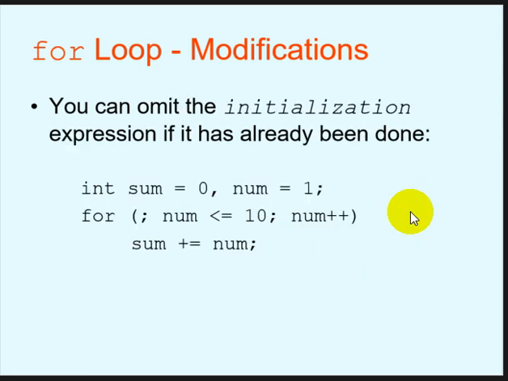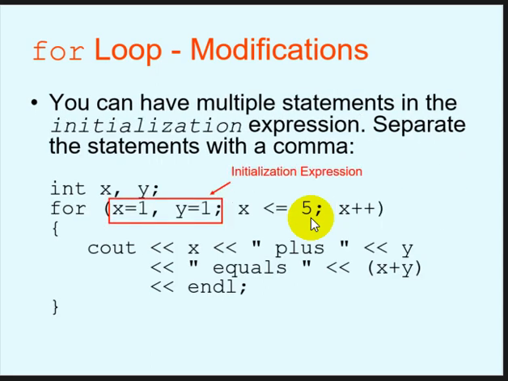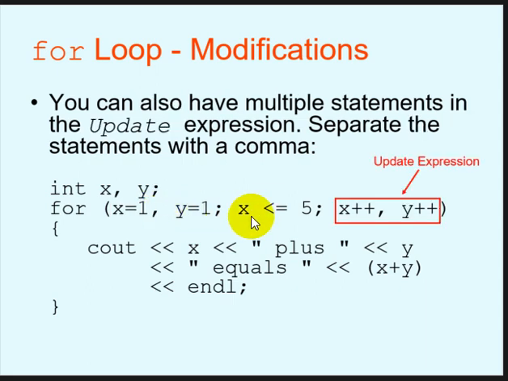Another modification: suppose you have already initialized a variable, like integer sum is equal to 0. Now sum and num are both initialized and declared, so there is no need to initialize them in the for body. So you can skip the initialization, but you have to put the semicolon to make the three sections: one blank, the second one a test, and the third one an update. I showed you how you can add multiple initializations using the comma, and how you can do multiple updates within the update section separated by commas.